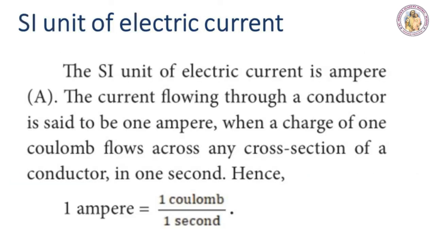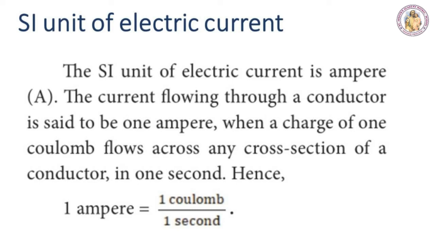SI unit of electric current. The SI unit of electric current is ampere. It is denoted as A. The current flowing through a conductor is said to be 1 ampere when a charge of 1 coulomb flows across any cross section of a conductor in 1 second. Hence, 1 ampere is equal to 1 coulomb by 1 second.